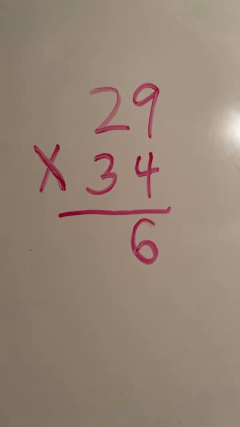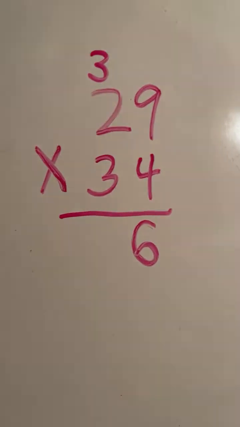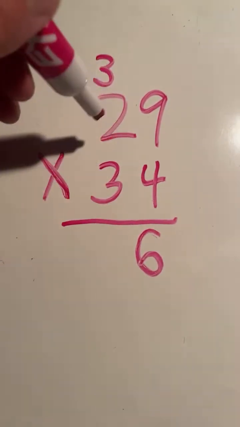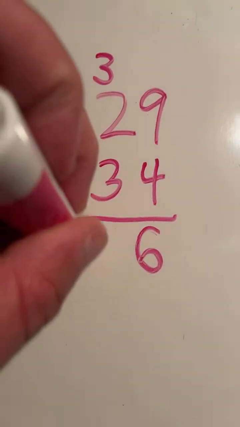We regroup because our product is more than 10. The 6 in 36 goes in the ones place. The 3 gets carried over to the tens place. 2 times 4 equals 8, plus 3 equals 11.